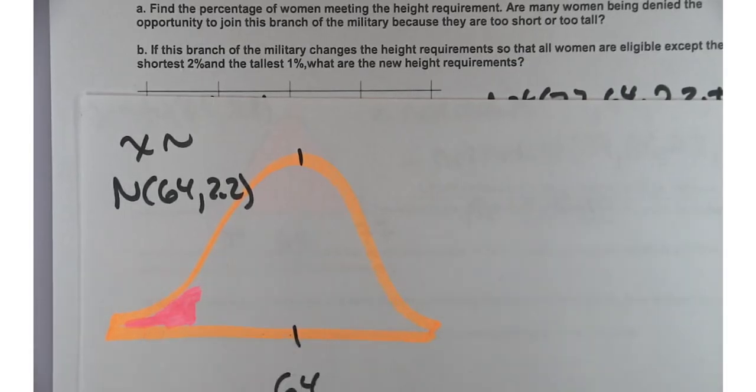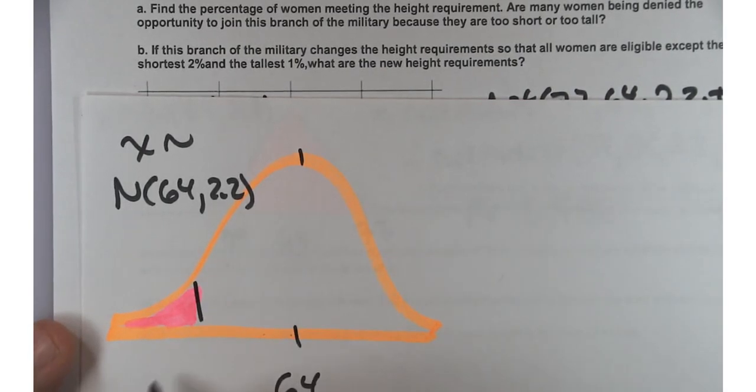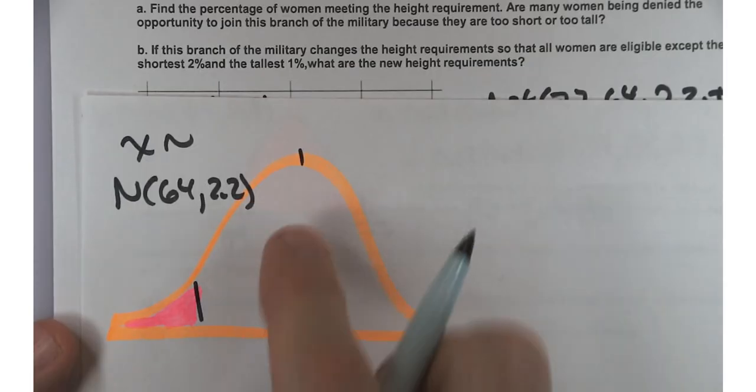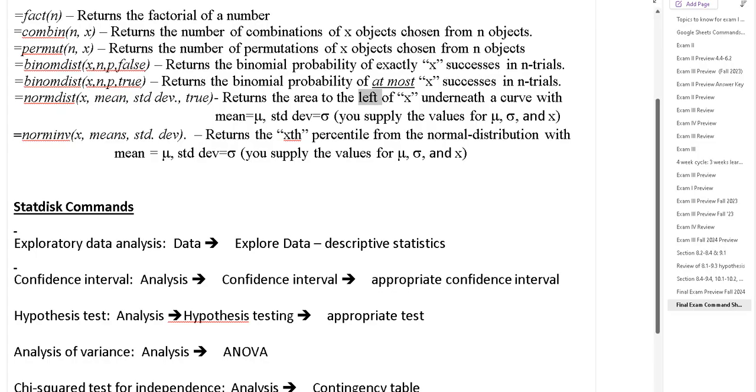Okay, great. So how are we going to figure that out? Well, is that going to require a norm distribution command? No, that's going to require a norm inverse command. Norm inverse command doesn't have this true or false thing that you have to worry about. It's just your value, which is whatever percentile you're working with, the mean and standard deviation.